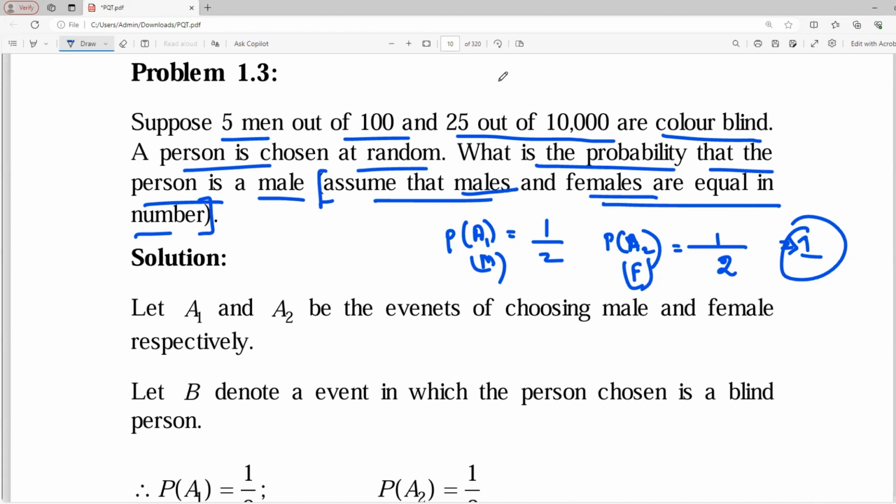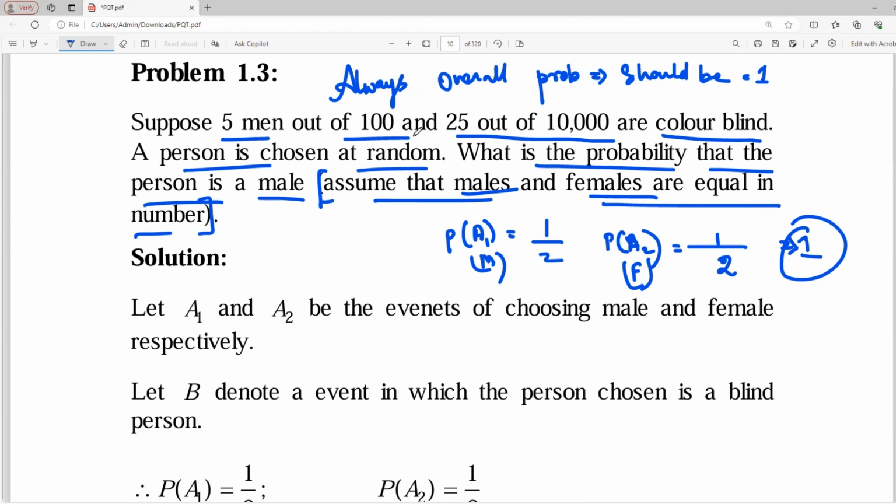So always remember, the overall probability should be equal to 1, right?